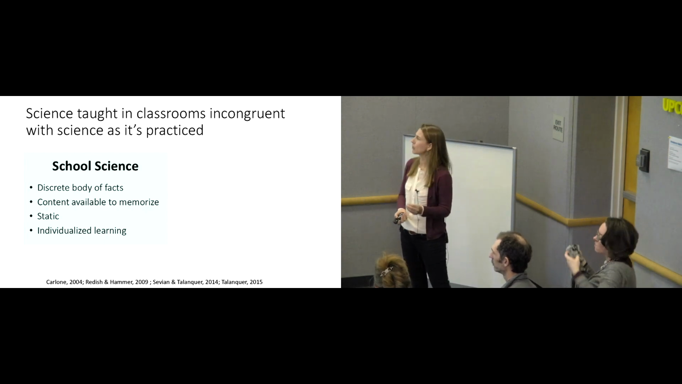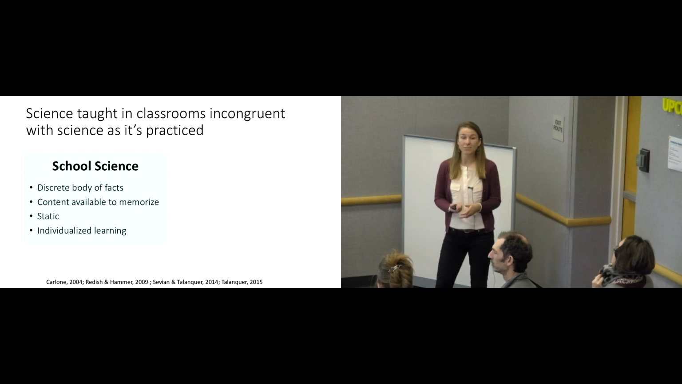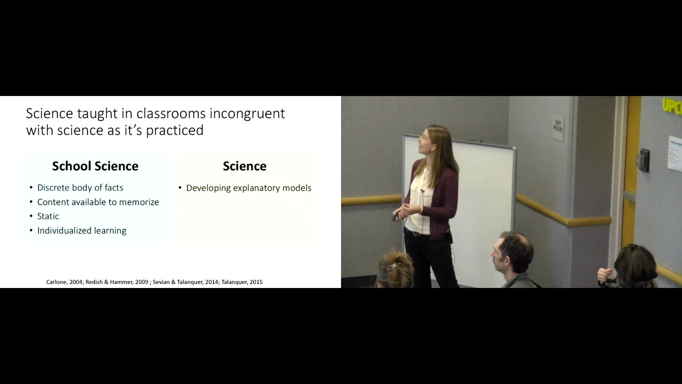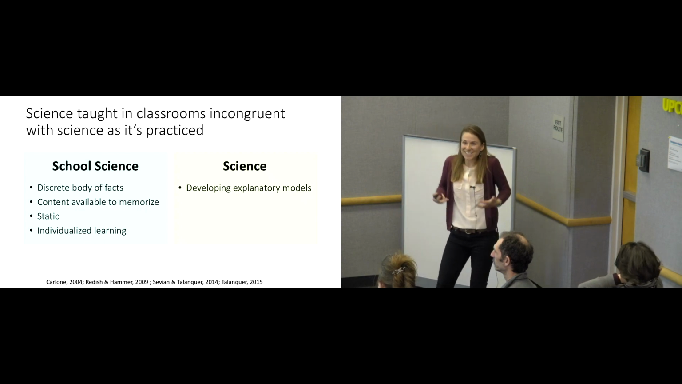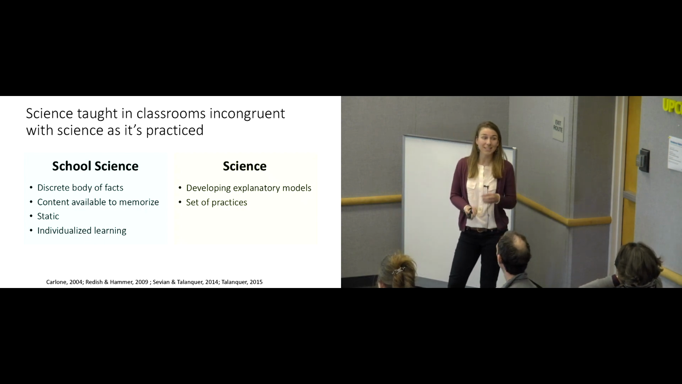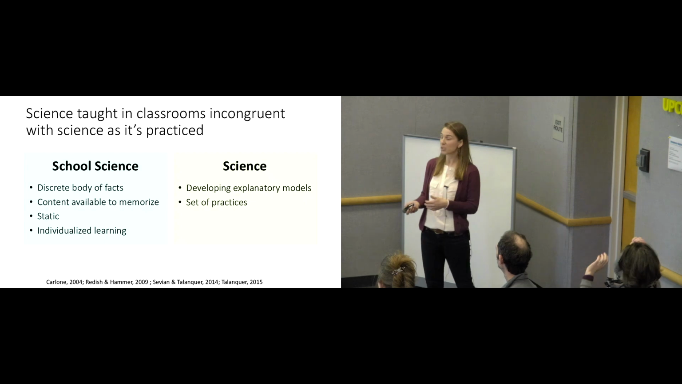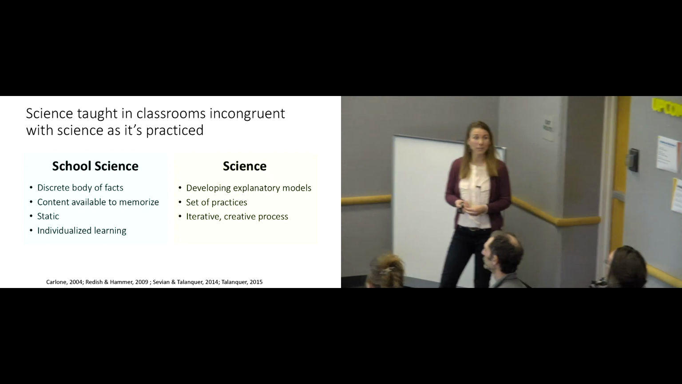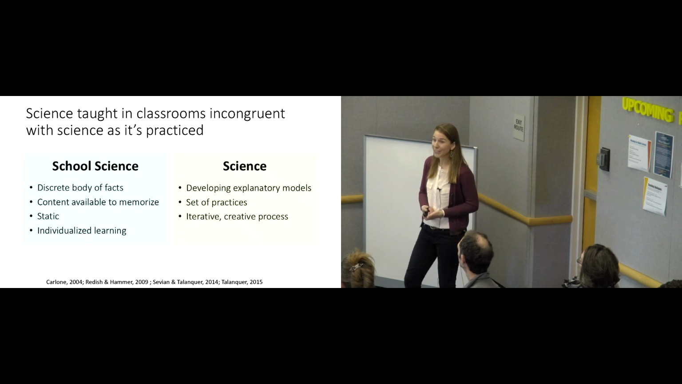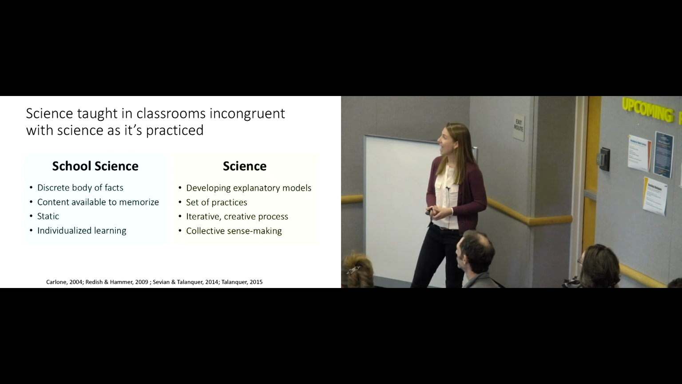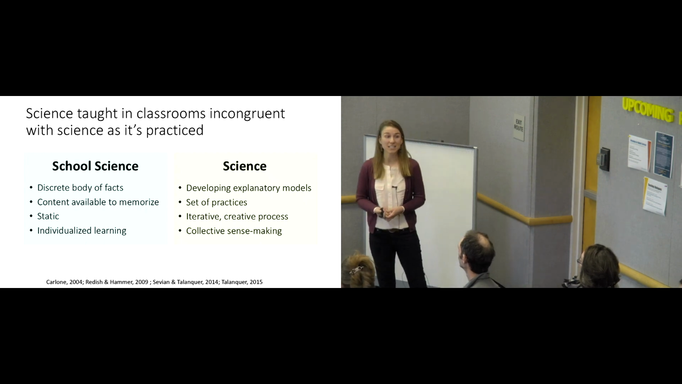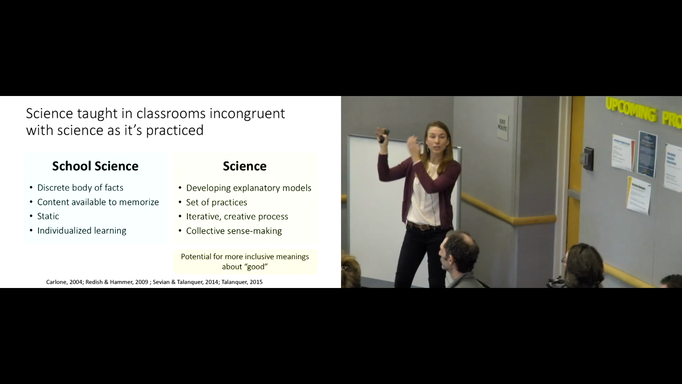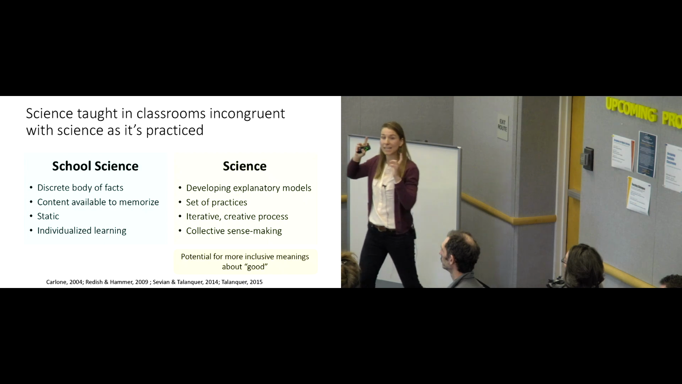What we're learning is truth. And a lot of the learning is individualized, where if we look at science as a social practice, it's developing explanatory models. It's actually a diverse set of sense-making practices to make sense of the world. It's iterative, it's really messy, there's often a lot of failure involved, it's creative, and it includes a lot of collective sense-making. And so this stuff that's sitting here in the green box is really what we want to engage our students in.